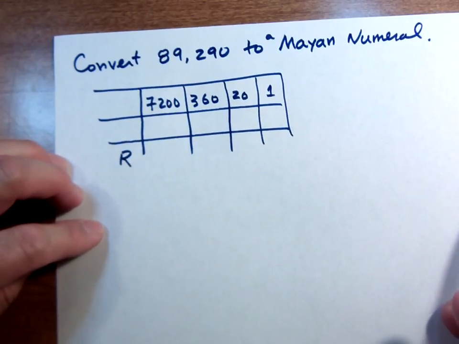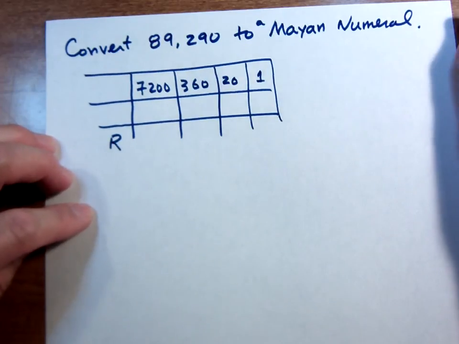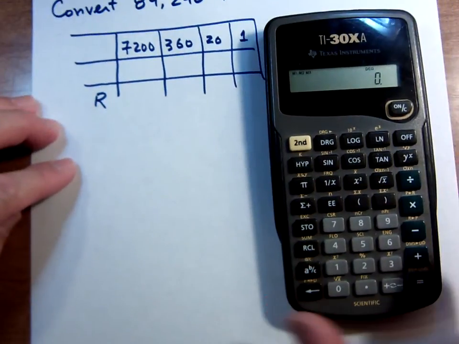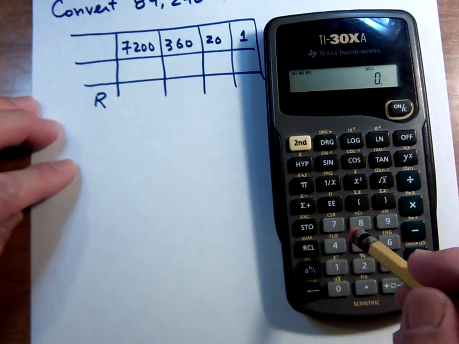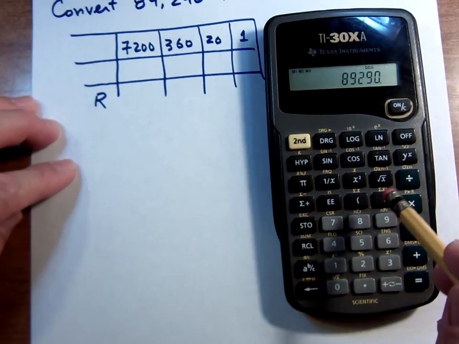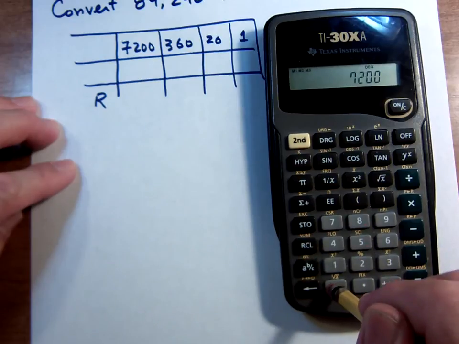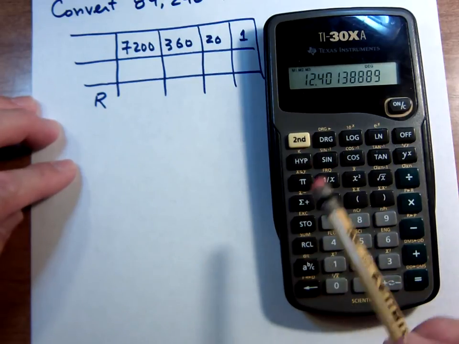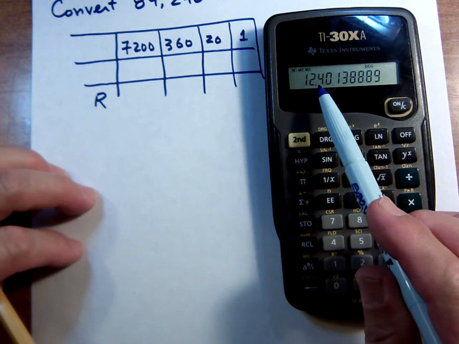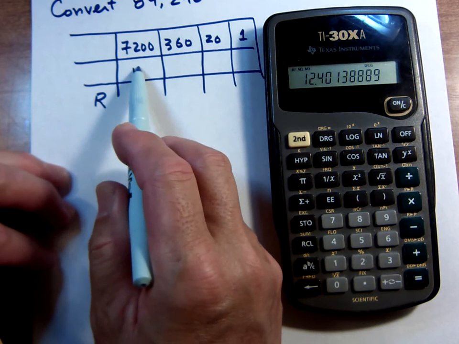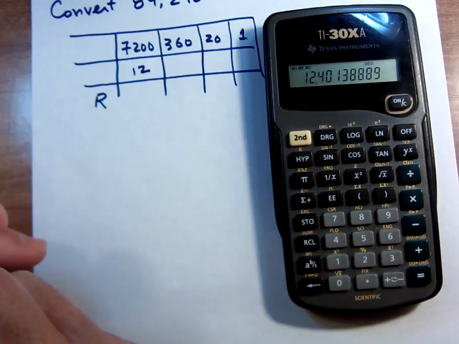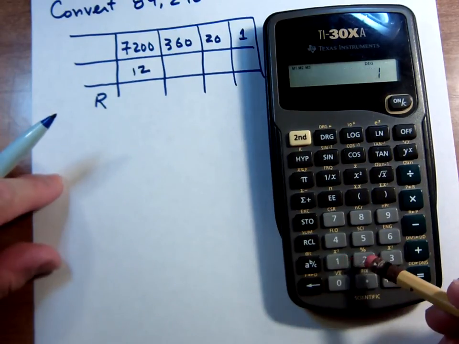Okay, and then we're going to do this pretty quickly just by simply using a calculator. So do 89,290 divided by 7,200 equals, okay, we're getting this long ugly decimal, but this 12 before the decimal is supposed to represent the quotient, and we need to get rid of that 12 simply by subtracting 12.